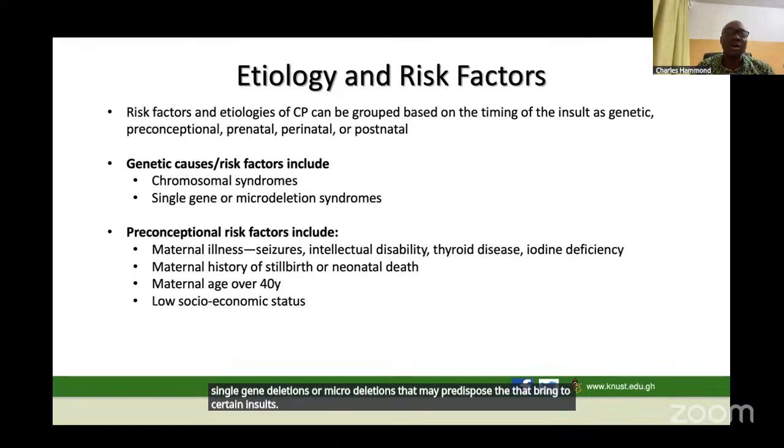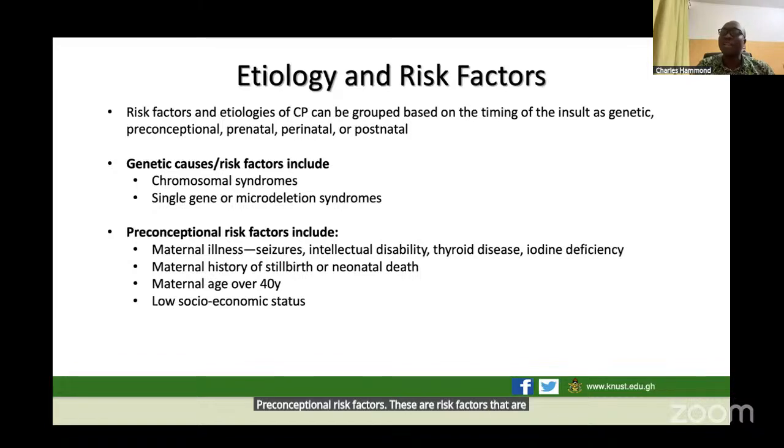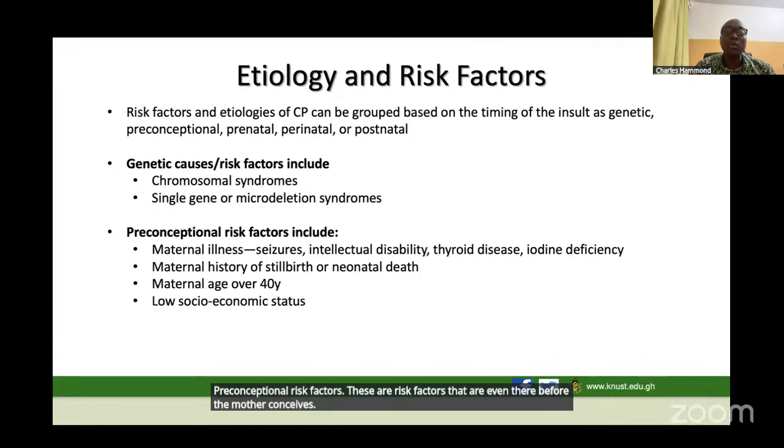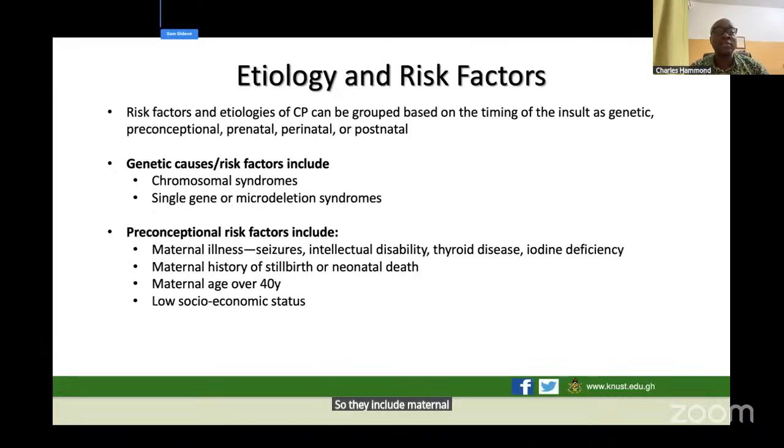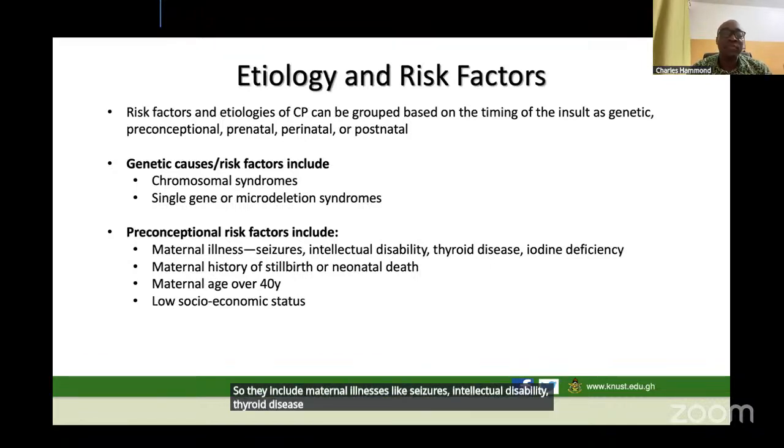Preconceptional risk factors, these are risk factors that are even there before the mother conceives. So they include maternal illnesses like seizures, intellectual disability, thyroid disease, and iodine deficiency. So if any mother has these conditions, we should bear in mind that she has an increased risk of having a child with cerebral palsy if she conceives.